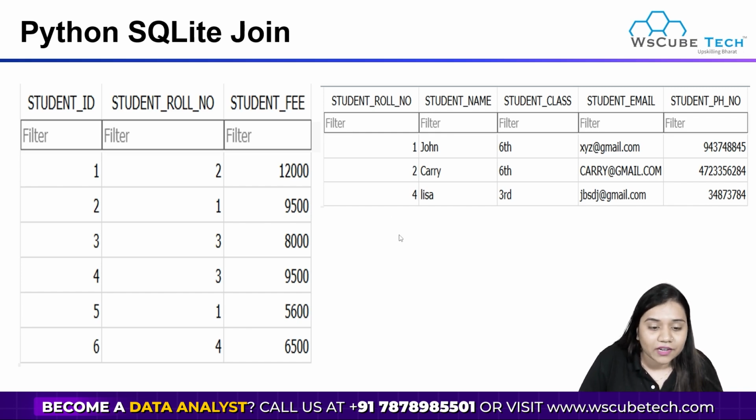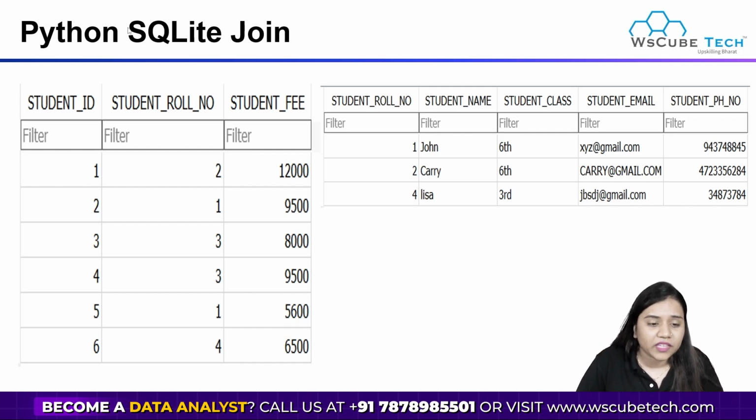Now, how have they entered the data in this fee file? They have entered the roll numbers 2, 1, 3, 3, 1, 4. That means the roll numbers that we were mentioning over here are 2, 1, 3, 3, 1, 4. And the student fee is how much fees they have paid, maybe quarterly or in whatever way, they have written the data here.